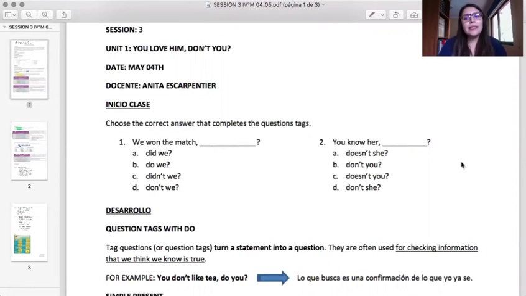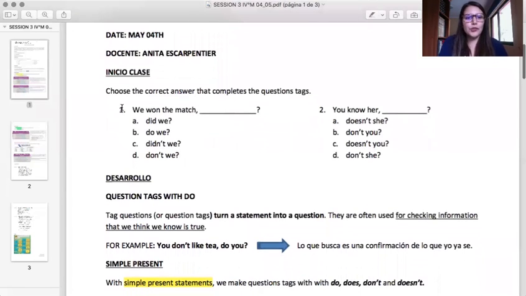And this video is to explain the contents and the exercises that I sent you on the guide on Monday of session number 3 of Unit 1, You Love Him, Don't You? Okay, and to start the class, you have to choose the correct answer that completes the question tag. So you have number 1 and number 2. Remember that this part of the guide is very important, so please don't forget. Recordar que esta parte de la guía es muy importante, por favor no olvidar de realizar los ejercicios.